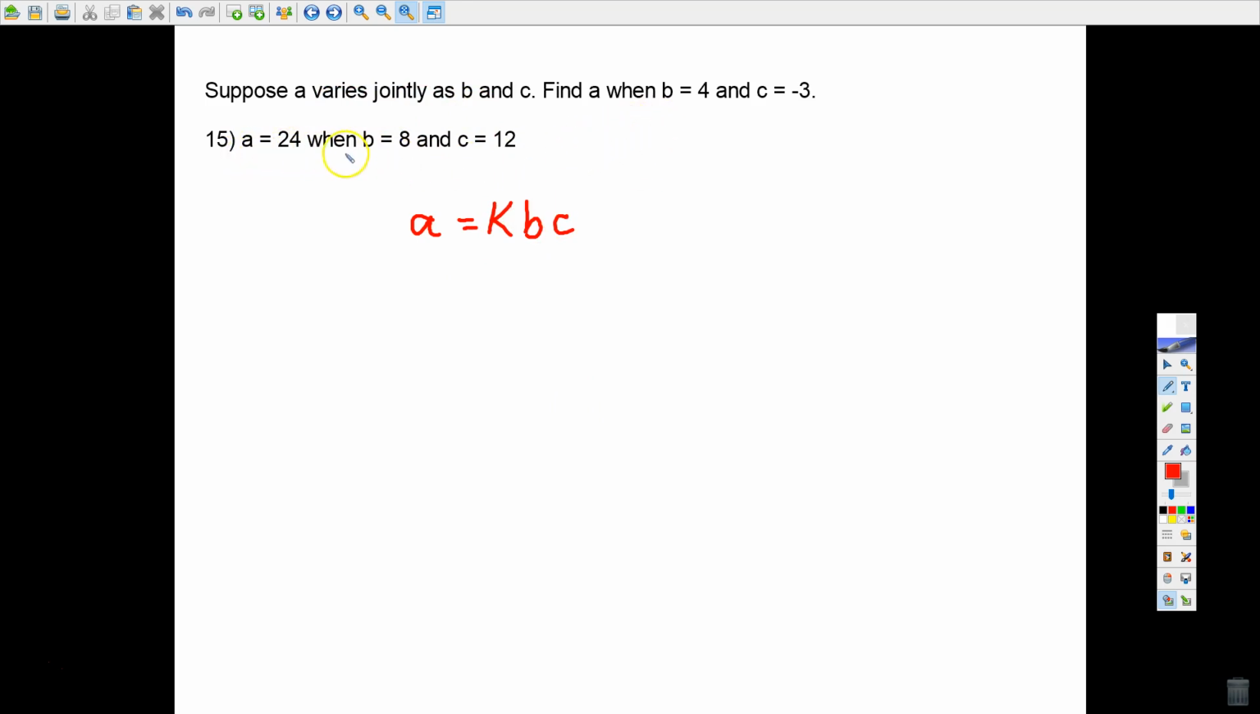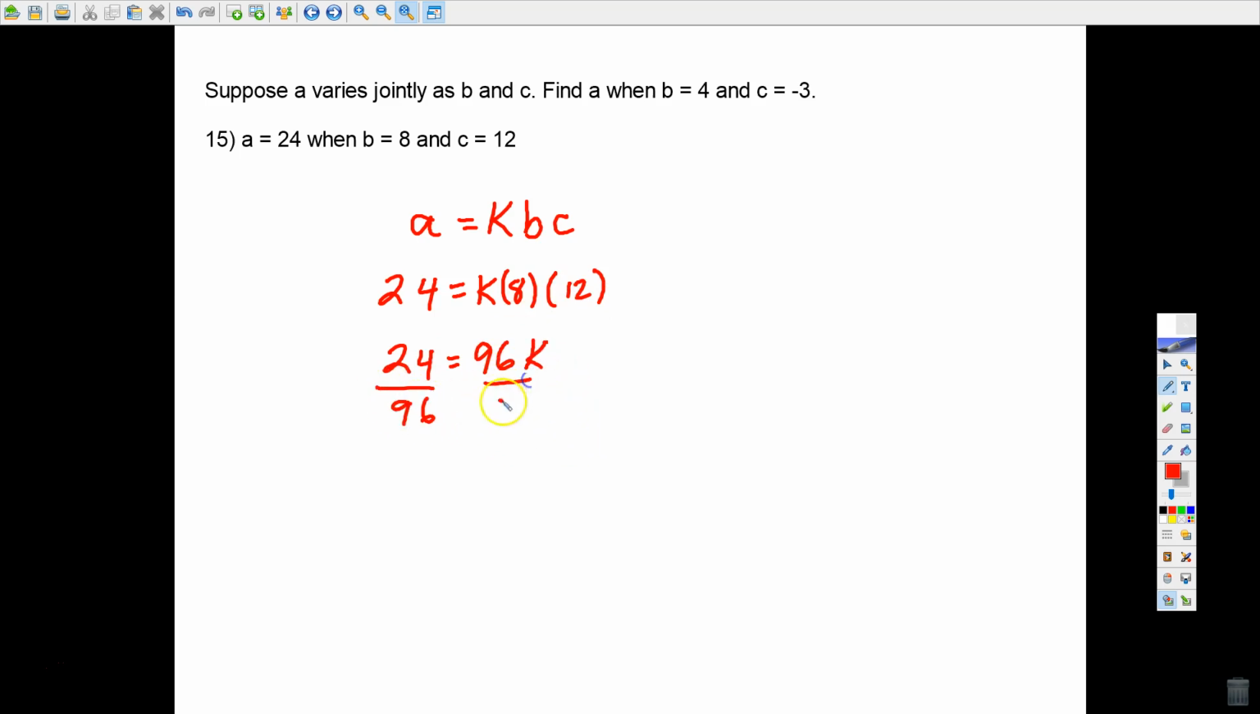And I'm going to take the information provided here in number 15. Notice they give me A, B, and C, everything but k. So let's use all of these numbers to solve for k, then we'll come back and answer the question. So A is 24. We're going to solve for k. B is 8. C is 12. Alright, so doing a little multiplication here, we have 24 is equal to 96k.